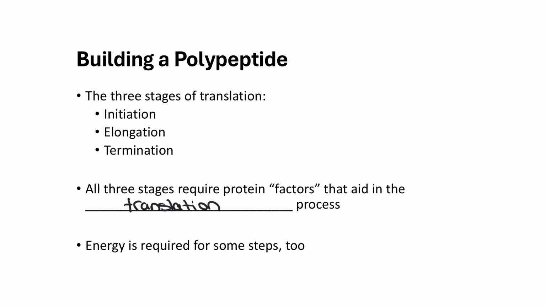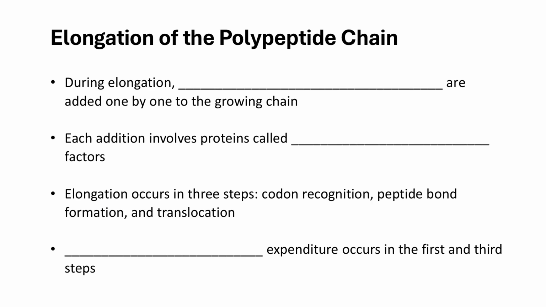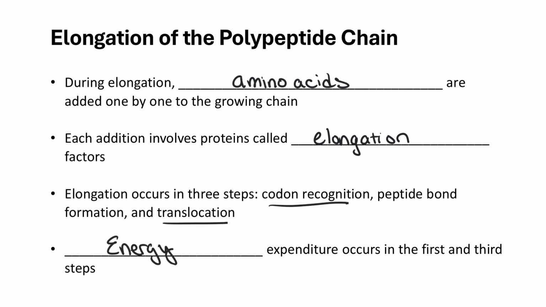Energy is required for some steps as well. During elongation, amino acids are added one by one to the growing chain. Each addition involves proteins called elongation factors. Elongation occurs in 3 steps: codon recognition, peptide bond formation between the amino acids, and translocation. Energy expenditure occurs in the first and third steps.